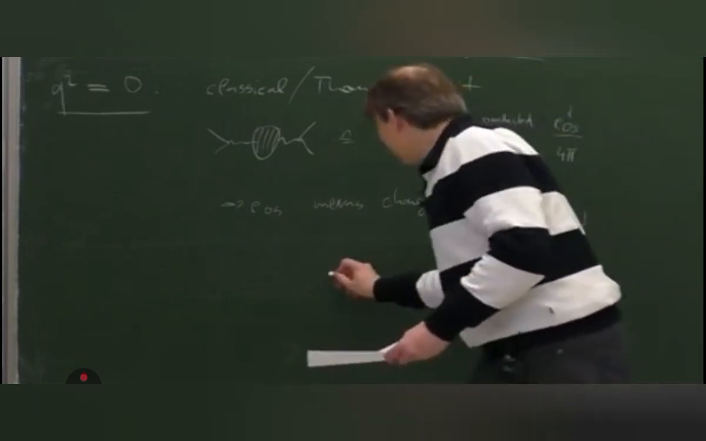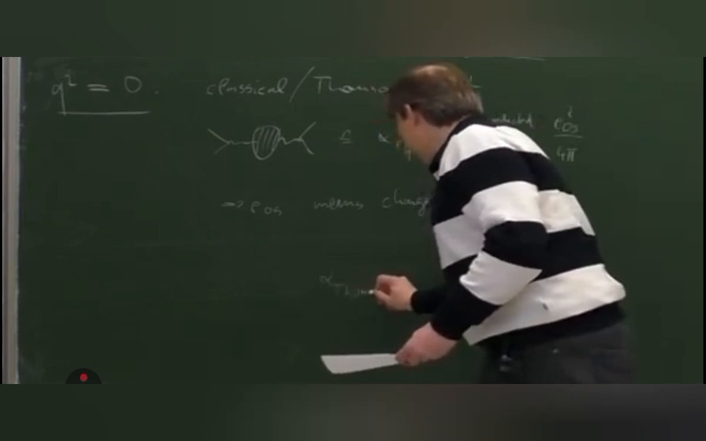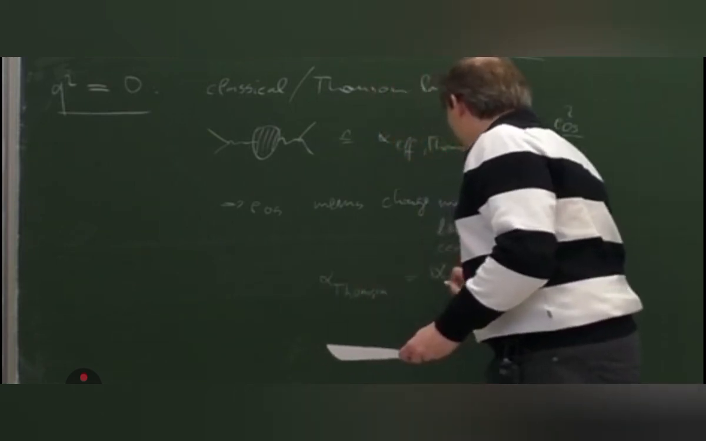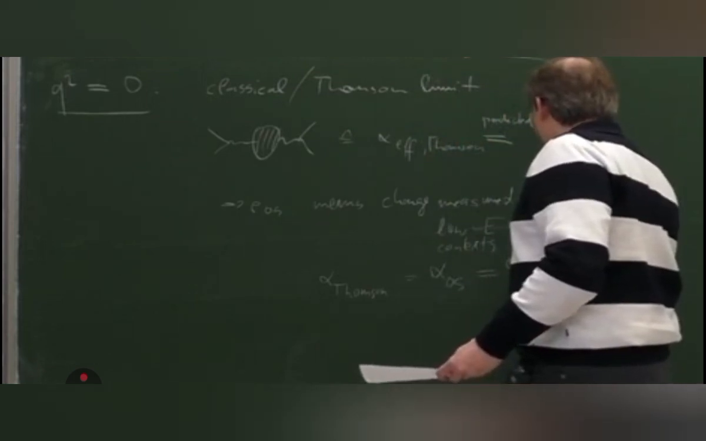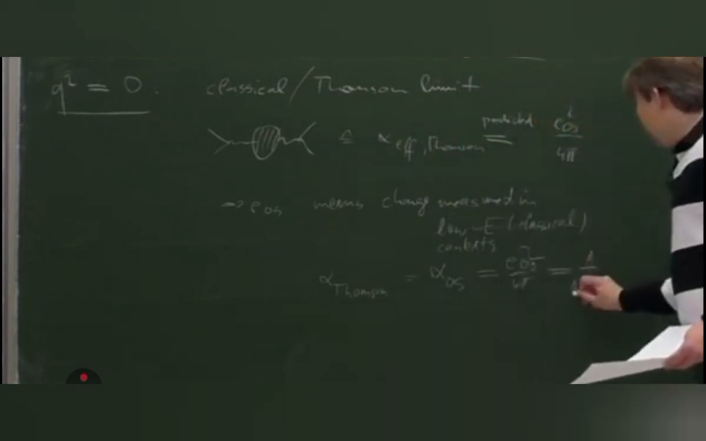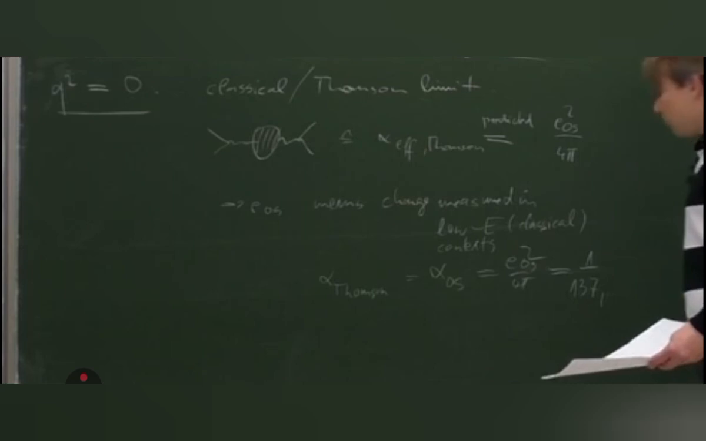And so this alpha in the Thomson limit, or alpha in the on-shell scheme, or e on-shell square divided by 4 pi, that is this famous 1/137 point something.